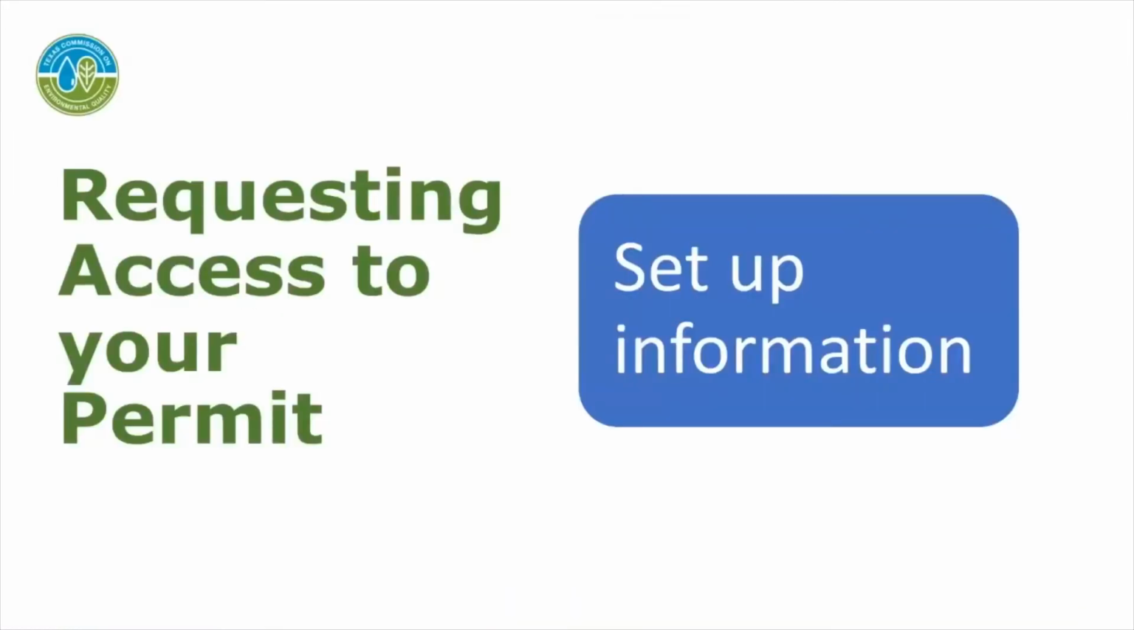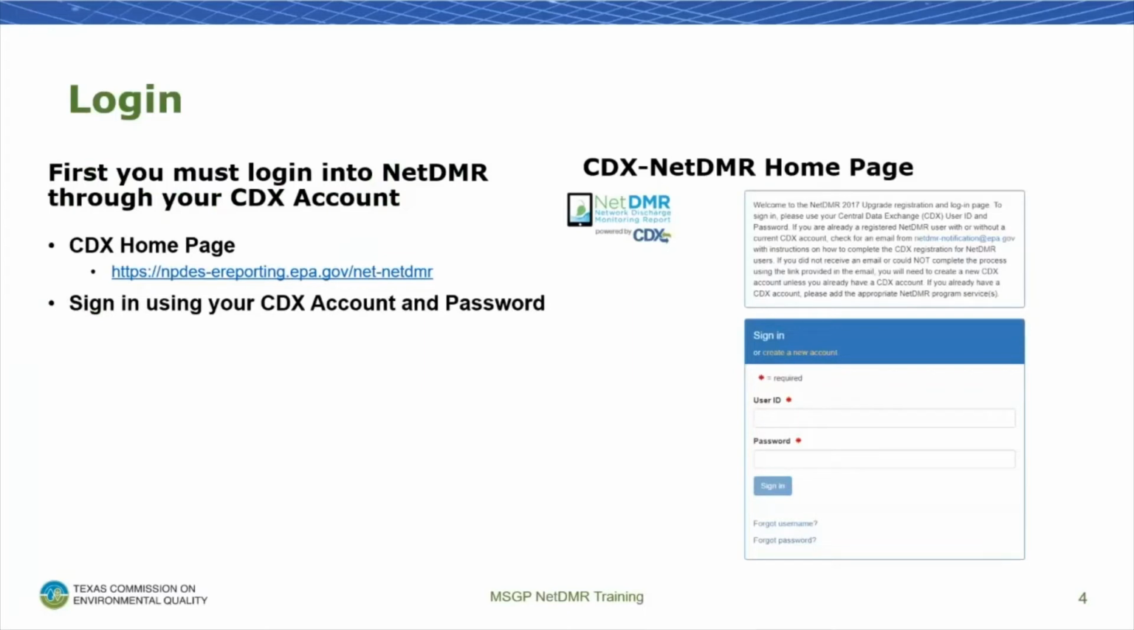The first thing that you're going to need to do in order to start reporting in Net DMR is to have access to your permit. So you'll need to log into Net DMR through your CDX account. If you don't already have a CDX account, there are steps available online to show you how to get set up with that. But for our intents and purposes, we'll just be going over the Net DMR portion.